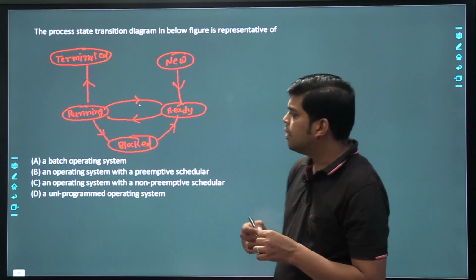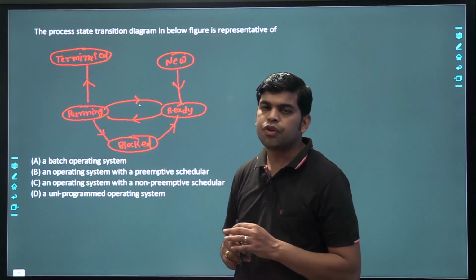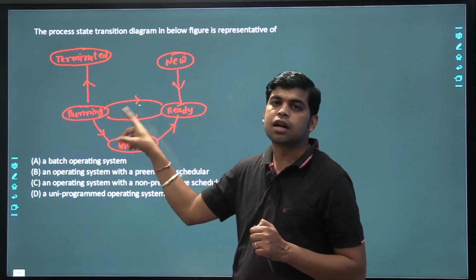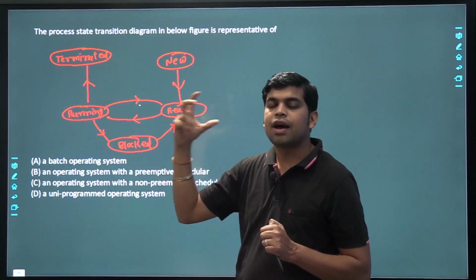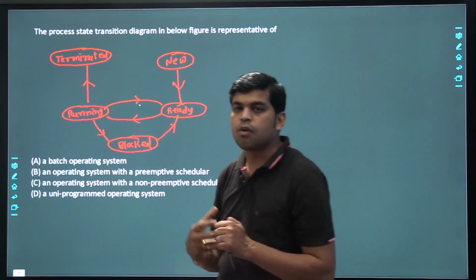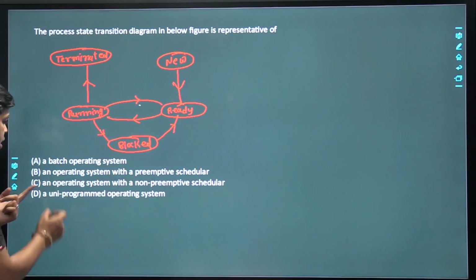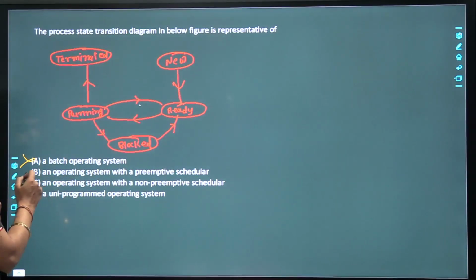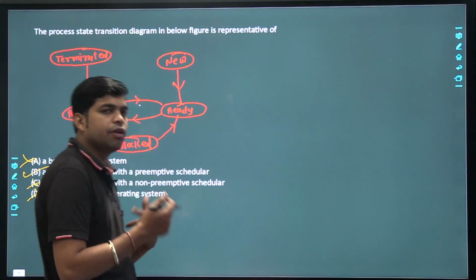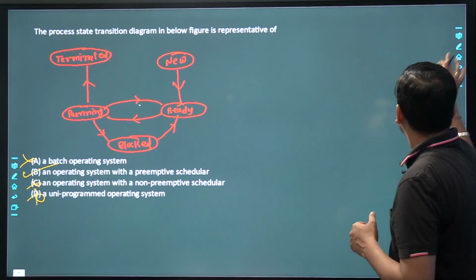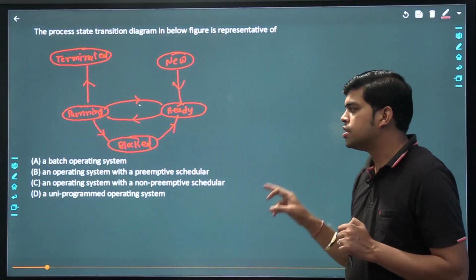So is it a batch operating system? We know that when the process moves from running to ready and ready to running, that is the context switching that happens only when we use a time sharing operating system, or we can say a multitasking operating system. So that is the nature of preemptive. So here the batch operating system is not correct. Operating system with preemptive scheduler, correct. Non-preemptive, not. Uni-programmed operating system, not. So B is correct, that is preemptive in nature. The first question and this question are related, both are GATE questions. So you should understand such type of logic. So B is the right answer.